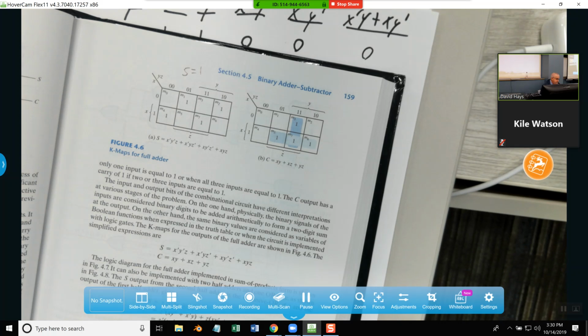Okay, S is equal to this, C is equal to this. So this is what we want to implement. And they indicate you can use the exclusive OR gate. So that's what they're referring to down here with the little plus circle around it.